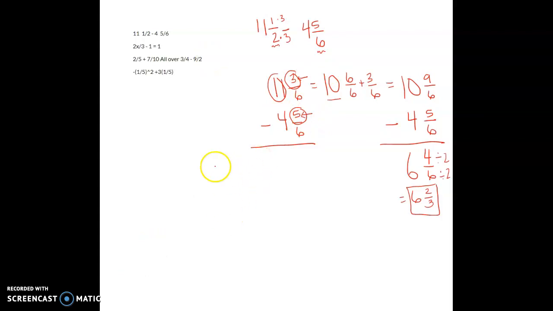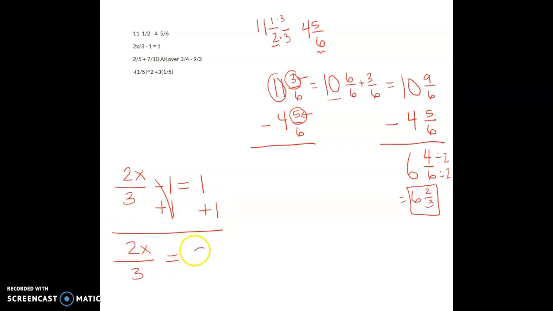Okay, the second problem seems to be one that many students were struggling with. So 2x over 3 minus 1 equals 1. So on this one, since there's just the one fraction right here, I would probably just add the 1 to both sides. Let's get that canceled out. So that's gone. We get 2x over 3 equals 2.